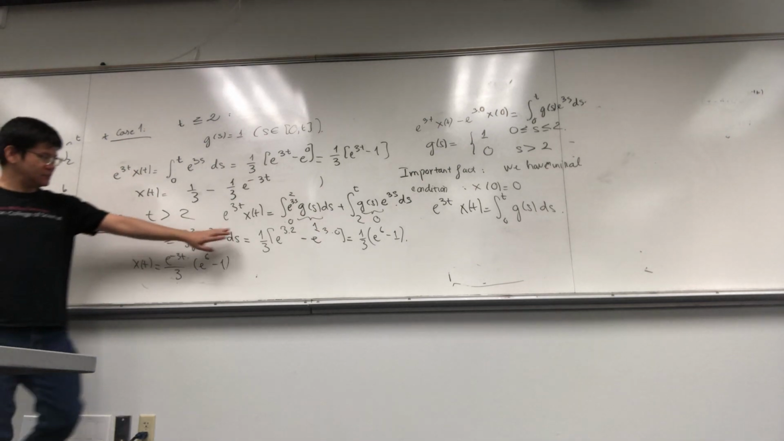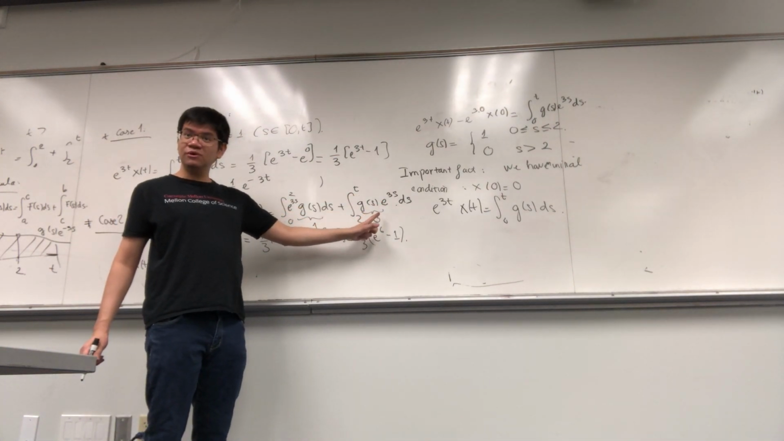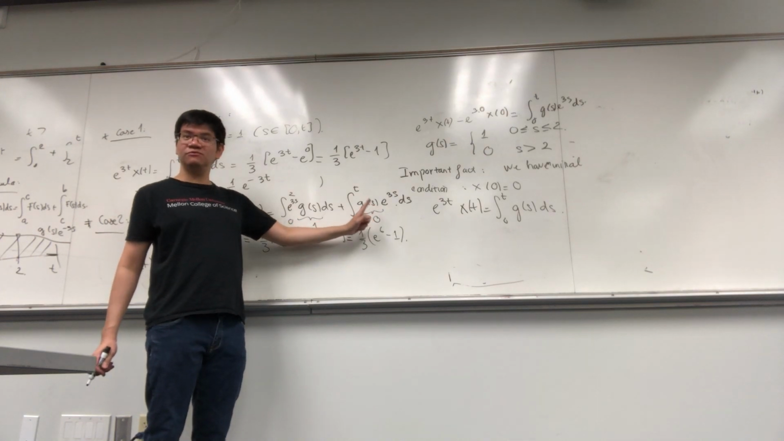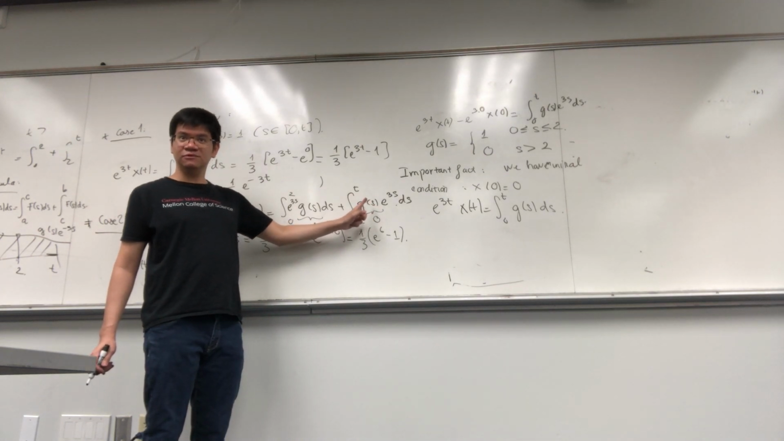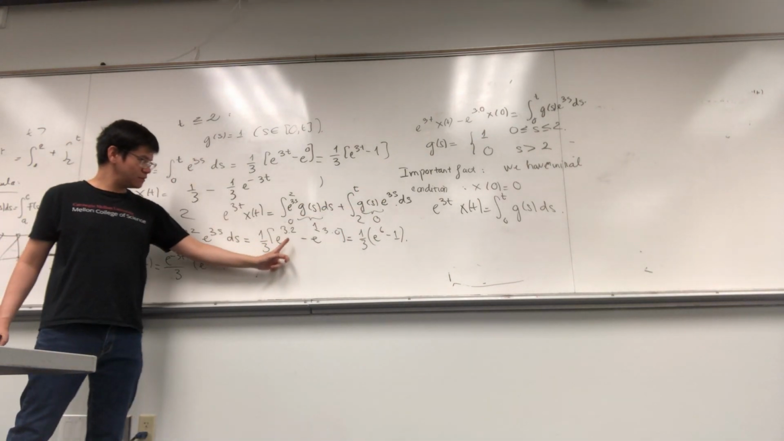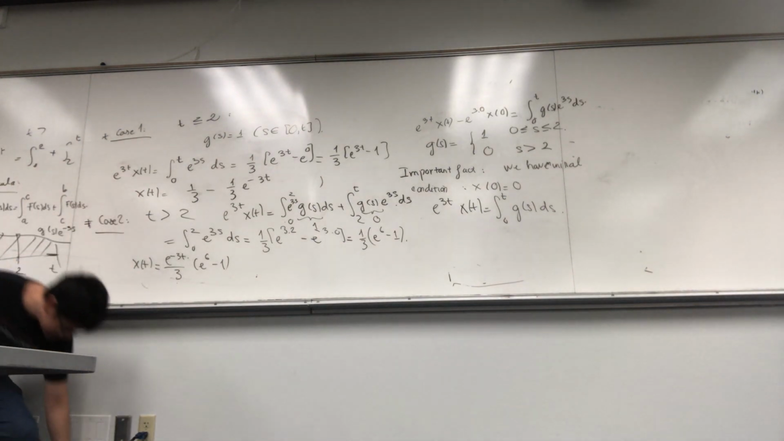So after I split it, the second one is 0 because s is bigger than 2, meaning that g(s) is 0. It's clear? So this is 0, and the first one will be 1. So let me explain this again.